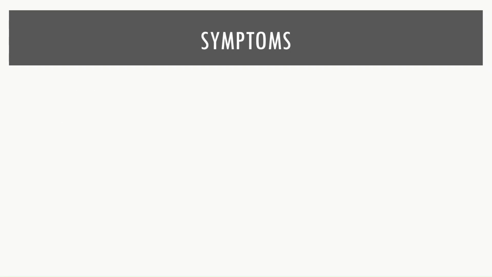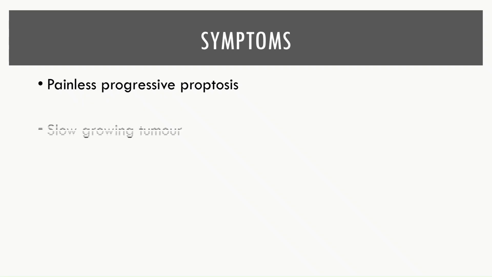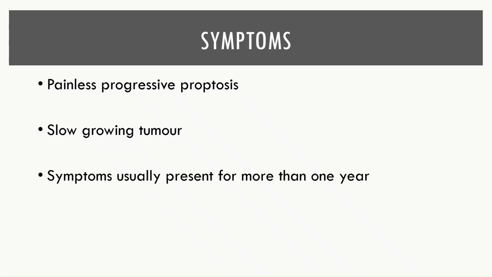Symptoms. Clinically, patients present with painless and slowly progressive proptosis. The tumor grows gradually and symptoms often develop over more than 1 year. Because the lacrimal gland lies in the superolateral orbit, patients may notice swelling in the superolateral eyelid region.